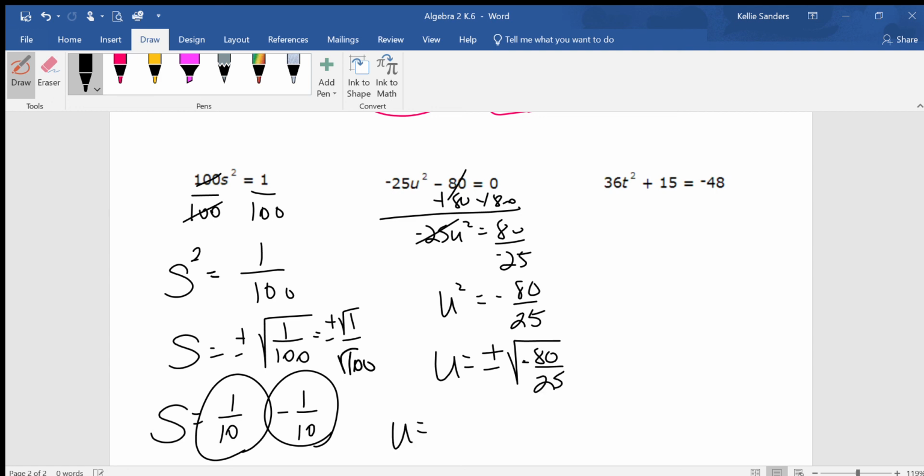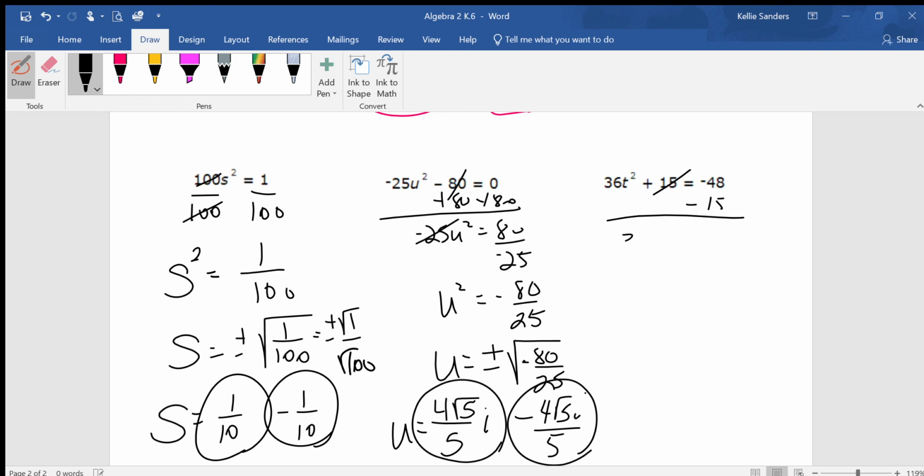So u equals, what is the square root of 80? 4 square root of 5. So 4 square root of 5 over 5, because the square root of 25 is 5. And then an i, because there's a negative on the outside and negative inside. And negative 4 square root of 5 over 5.